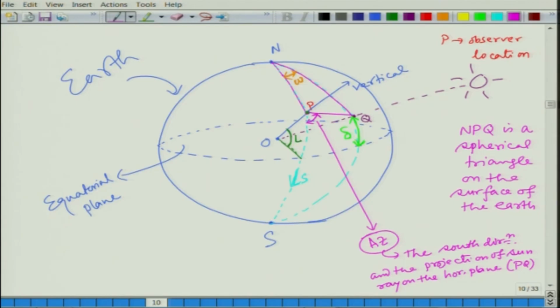So, basically now you can see that this surface angle NPQ is nothing but pi minus AZ, isn't it? So, NS is a straight line on the sphere surface, and so this particular angle NPQ is your pi minus AZ. Okay. Another angle we have here is the zenith angle. What is that?